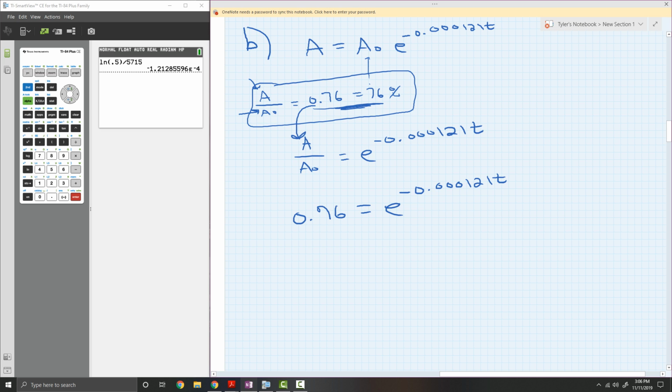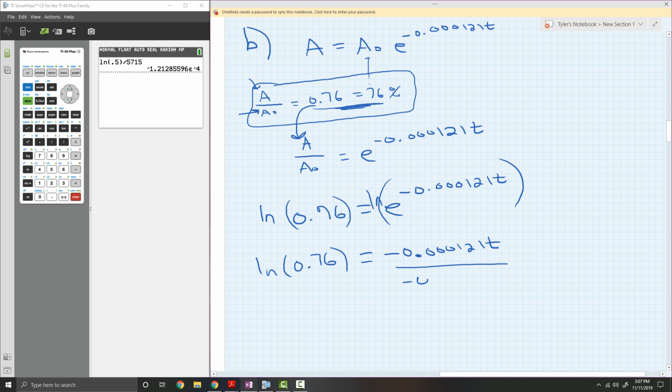Then, our technique to solve for the variable in the exponent is to take the natural log of both sides. So we get the natural log of 0.76 equals the exponent. Then to solve for t, I would divide both sides by this negative coefficient.